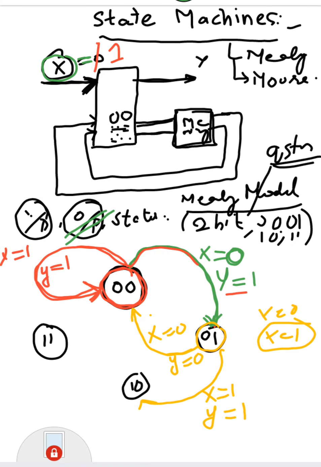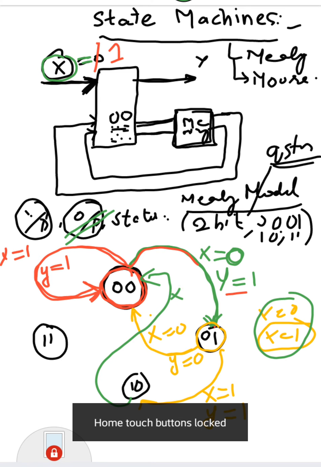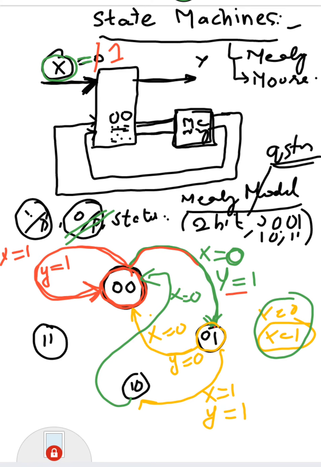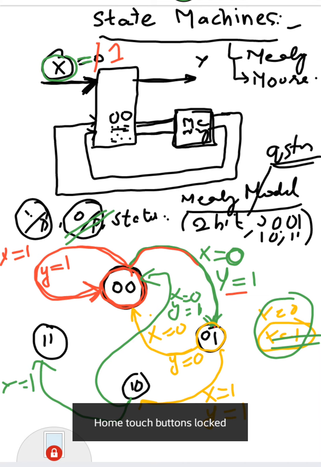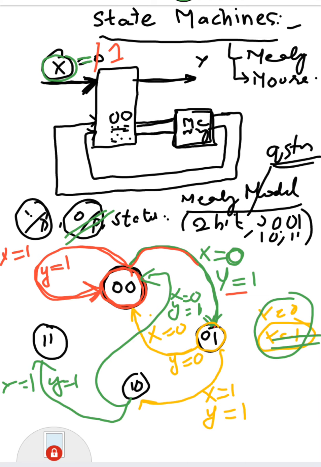Now the state is 1, 0. Here also there are two options, x equal to 0 and x equal to 1. X equal to 0, I am writing, it is going back to the 0, 0 state, and also representing the output in that case. Based on the question, it can be 1 or it can be 0. I am writing 1. Now x equal to 1, in that state, assume that it is going to this state. So I am writing x equal to 1, output also equal to 1.